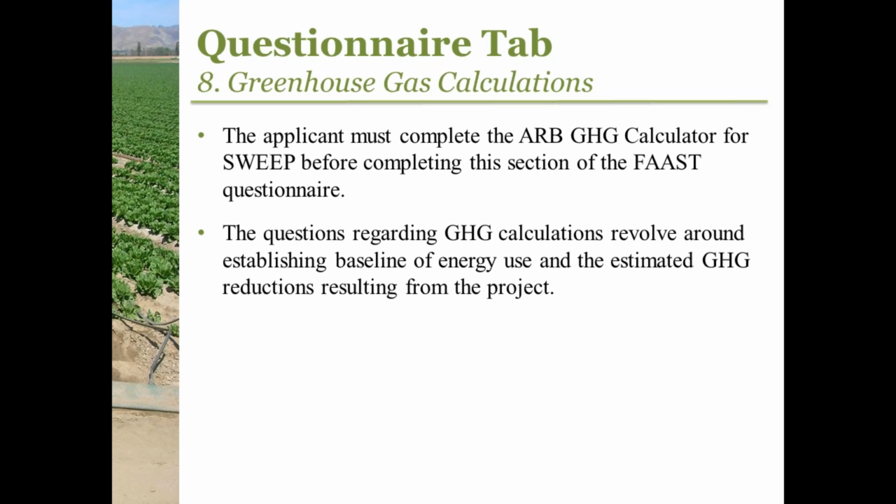This is also true for the greenhouse gas calculation. We have an Air Resources Board greenhouse gas calculator for SWEEP, and you'll need to use that calculator, quantify the projected greenhouse gas savings, and then input that directly into the FAAST application. And then the questions regarding greenhouse gas calculations revolve around establishing the baseline of energy use and the estimated reductions resulting from the project.